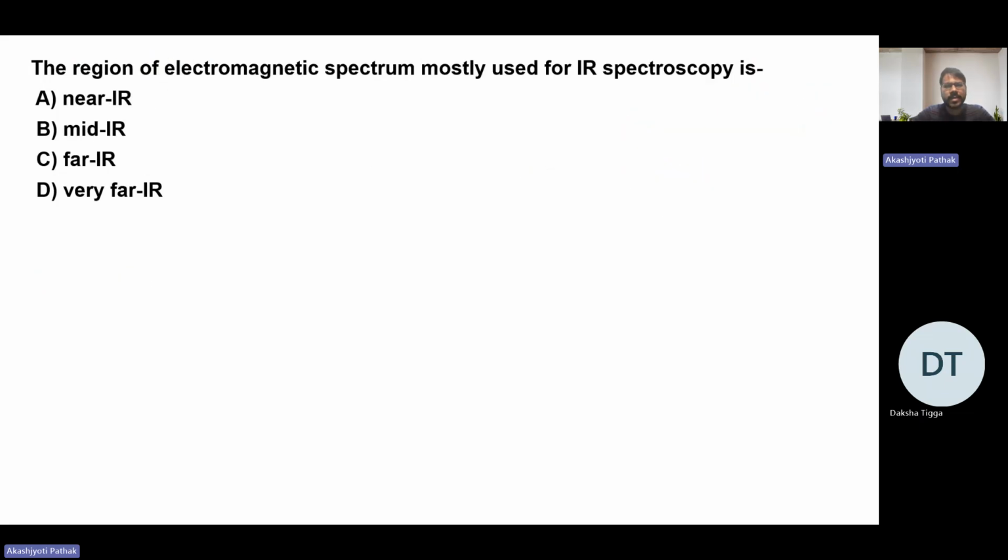The region of the electromagnetic spectrum mostly used for IR spectroscopy is the mid IR region, because all your functional groups show absorbance in this region, from 400 to 4000.